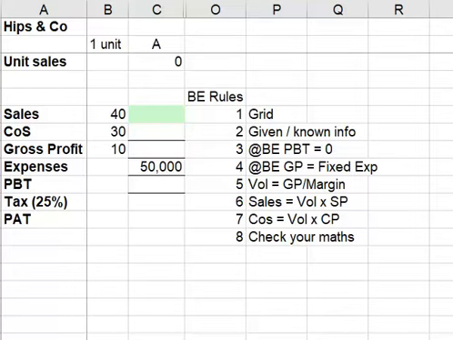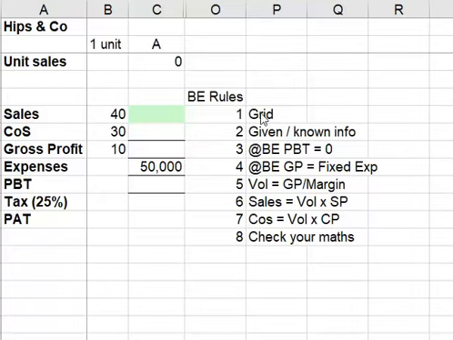I thought I would put together a quick and dirty overview of the break-even rules, and I will answer the first question from the Hips & Co example. So let me run through it.